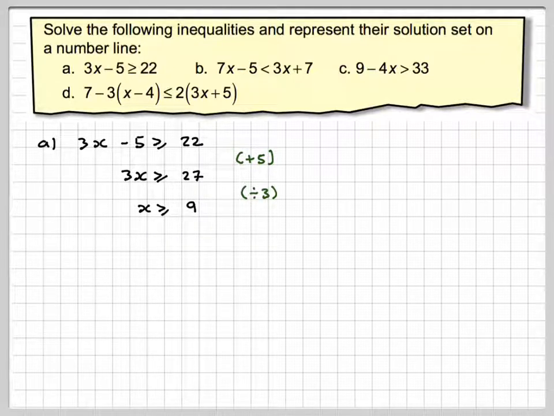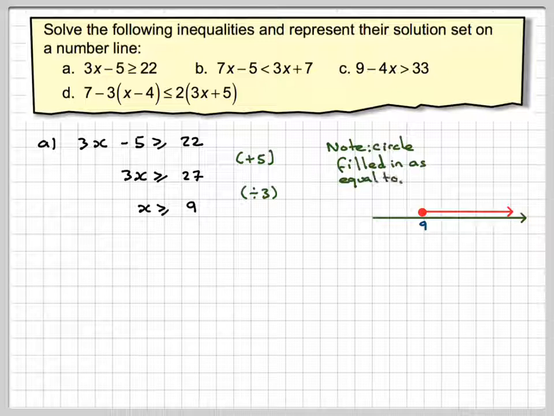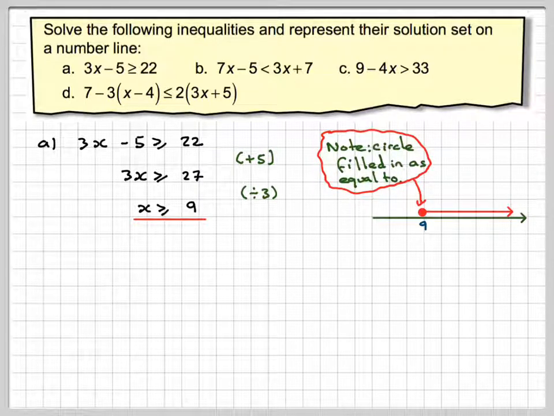And then you divide by 3, so you're going to get that x is greater or equal to 9. You said represent them on the number line, so if you draw a line, mark on 9 somewhere. Now because it's greater or equal to, you draw a circle but you fill it in. It must be a solid circle, and the line will go that way because it's more than 9. The solid circle means it must be equal to. So the answer is x is greater or equal to 9.